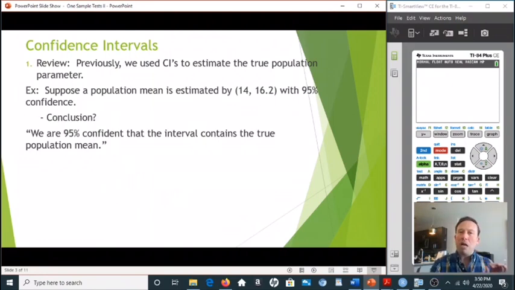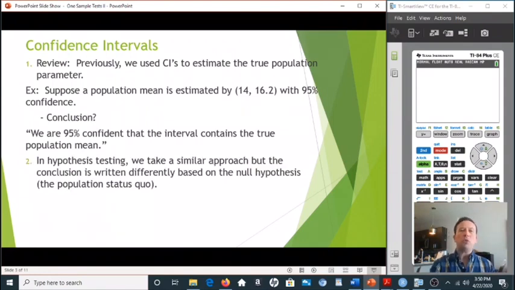But we're not going to be using confidence intervals in that sense. Confidence intervals are used in another way in statistics. So in hypothesis testing, the approach is similar, but the way you word it is different. So the conclusion is written differently based on your null hypothesis or what your status quo is. Okay? Because remember, the interval is used to capture that value. So if your status quo is captured by the interval, you make one conclusion. But if your status quo is not captured by the interval, the conclusion changes.